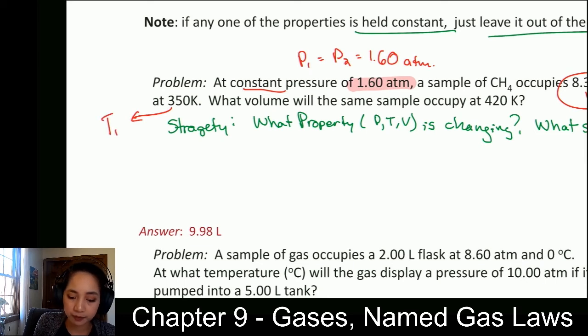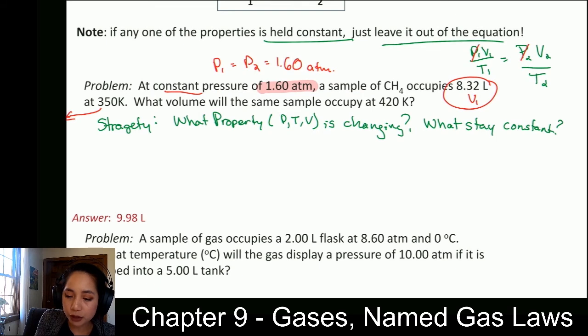So that makes that T1. All right, so let's look at what we have so far. So we have V1 and T1. That's great. And so now this question is saying, what volume will this same sample occupy at 420 degrees Kelvin?